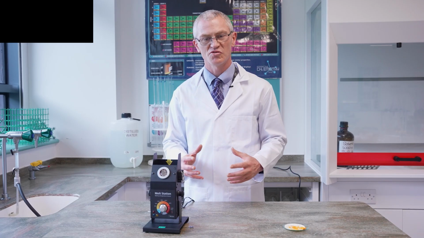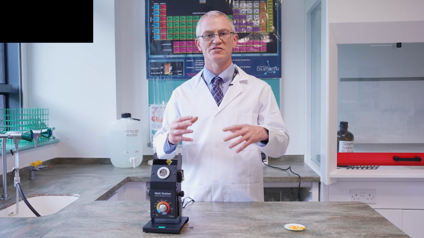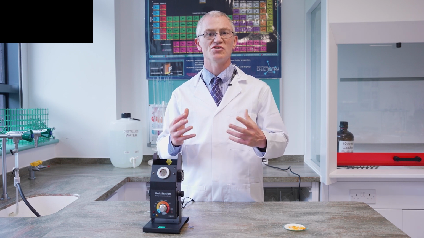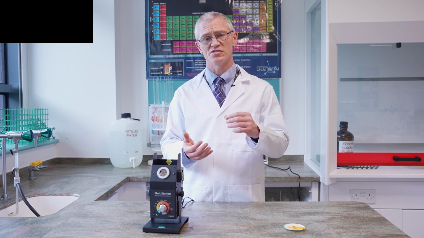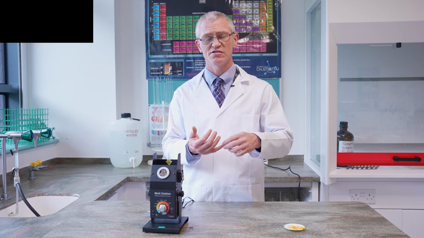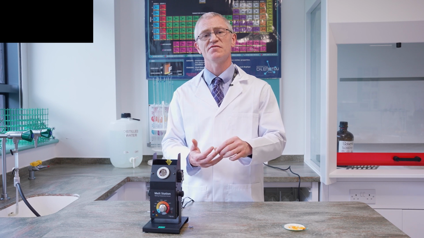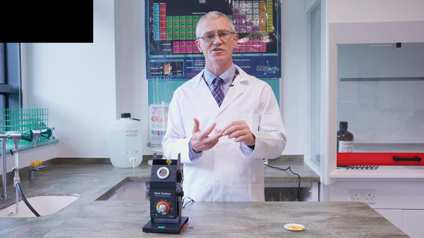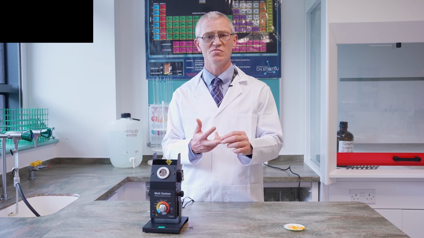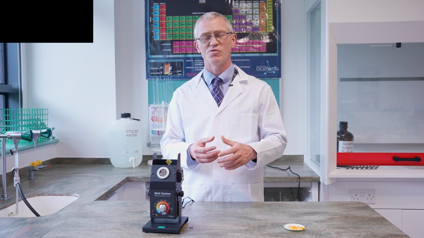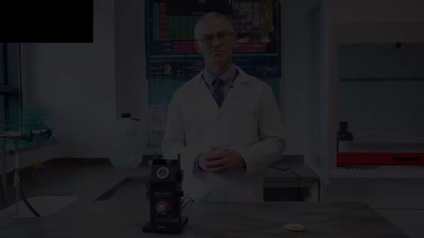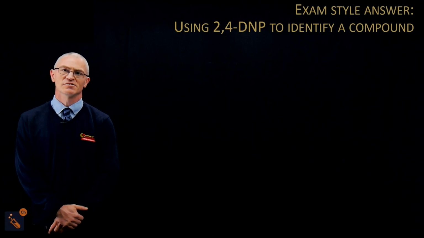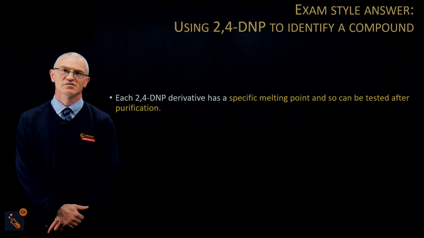So now we've gone through all the stages of doing a 2,4-DNPH test and using that to identify a ketone or an aldehyde. Just to go over again, the stages are recrystallization, then you filter, and after that you take the melting point and compare it to a database of known melting points of 2,4-DNPH derivatives. We're now going to go back to the studio so that we can put that in the form of an exam question.